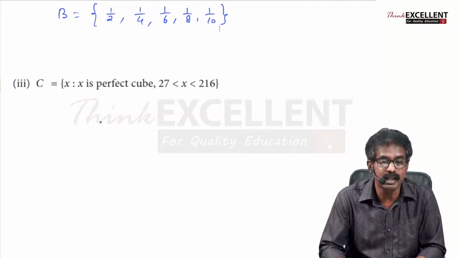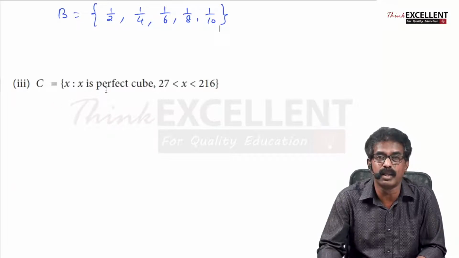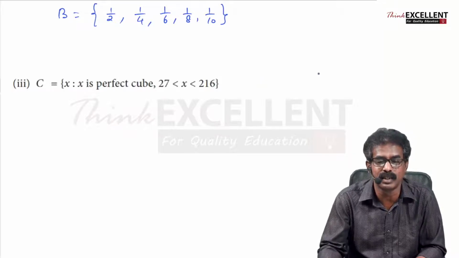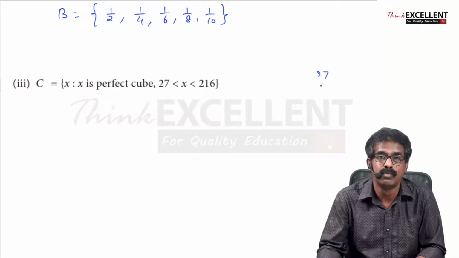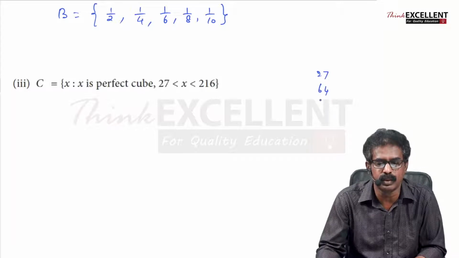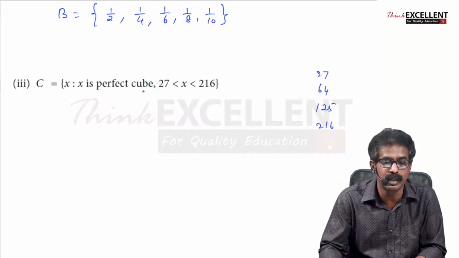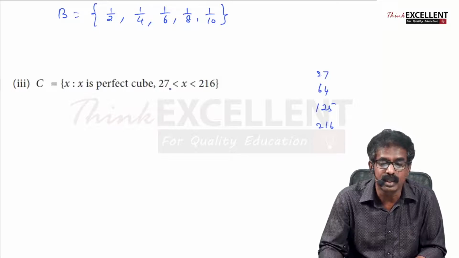Then cube numbers, but here we want cube numbers. 1 cube is 1, 2 cube is 8, 3 cube, 27. Here 27 is there, right? 4 cube, 4 into 4 into 4, 64. 5 cube, 125, right? 6 cube, 216. So here up to 216, but 27 is not included. 216 also not included.